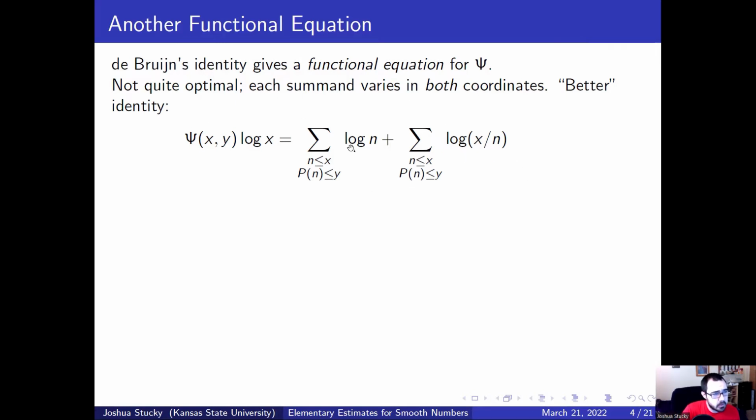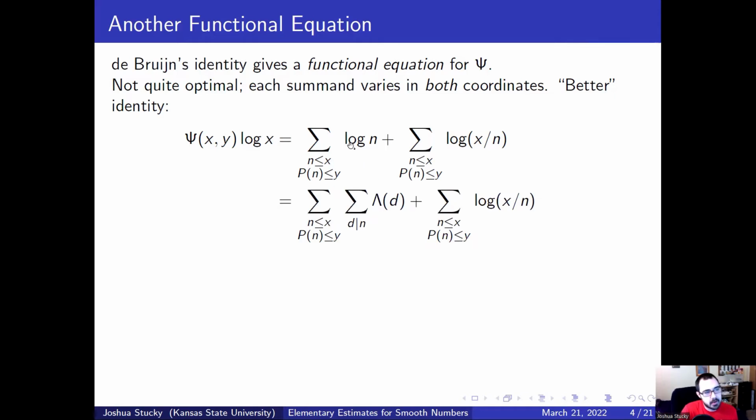And then I'm going to evaluate each of these two sums in a different way. So for the first sum, I'm going to use the fact that log n I can write as a divisor sum. I can write this as the sum over all the divisors of n times the von Mangoldt function, which is log p at prime powers and 0 otherwise. So a standard identity in number theory.